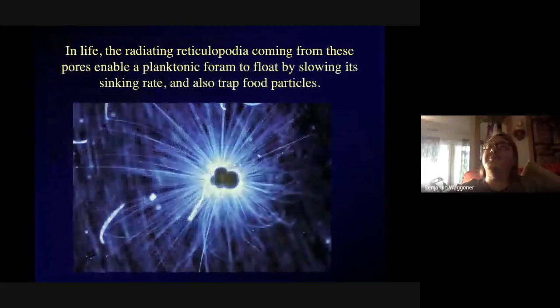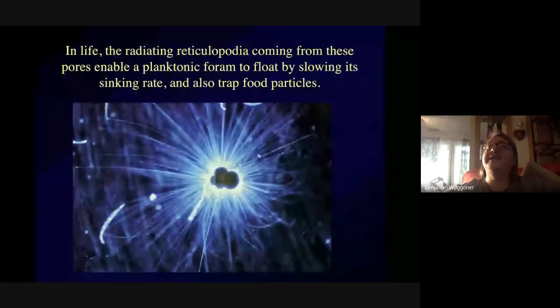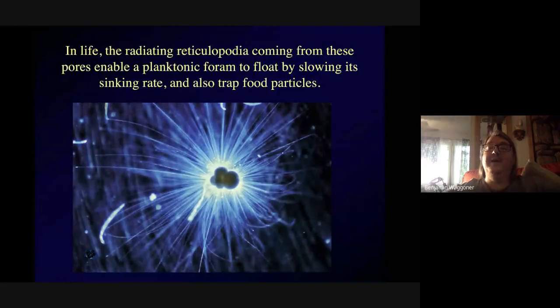Lots of forams are present in sediments. They can be very common in tropical seas. There are some that float, and in this floating planktonic foram, the reticulopods act kind of like the fluff on a dandelion seed. They trap food particles, and they also keep it from sinking. They slow down the sinking rate greatly, which is a good thing because the foram can't swim. If it sinks, it can't push itself back up. This way it can just drift on currents for very long periods and stay up in the water column its entire life.